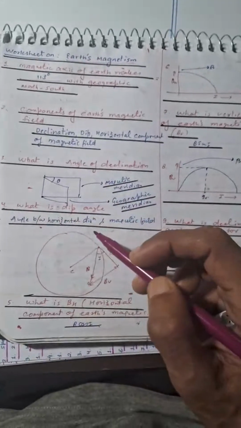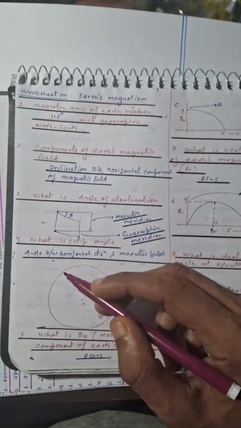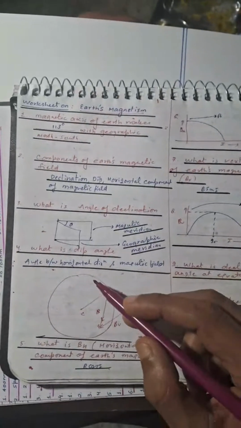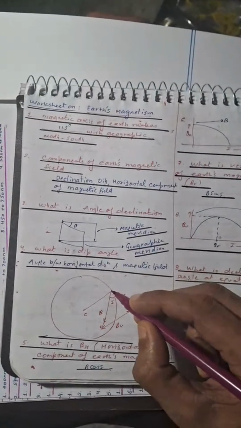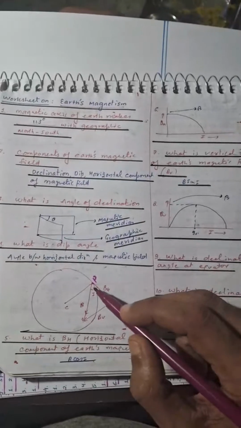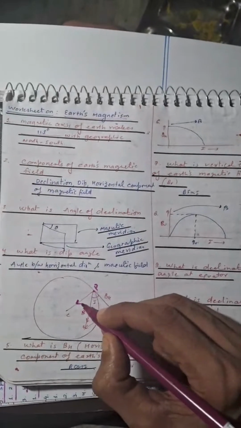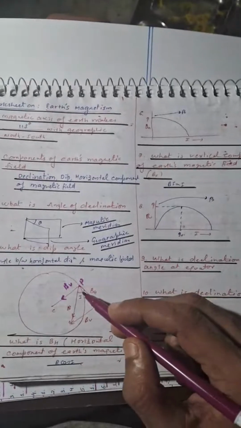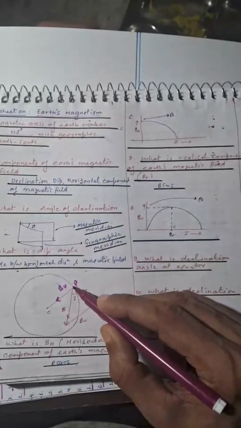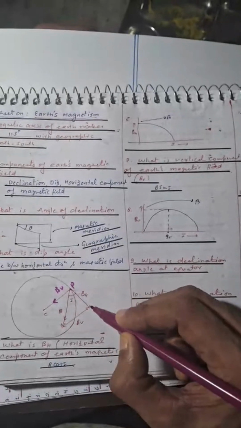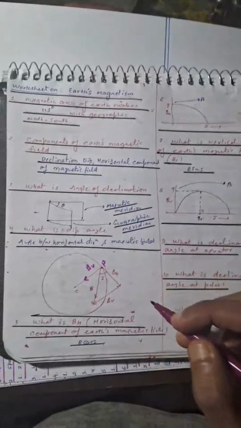Then is, what is dip angle? So dip angle is the angle between horizontal and magnetic field. Suppose this is Earth and this is a particular point on Earth, P. So here this will be the horizontal component of Earth's magnetic field. This will be the vertical component, and let's assume that the net magnetic field is like this. So the angle that the net magnetic field makes with the horizontal is called the angle of dip.